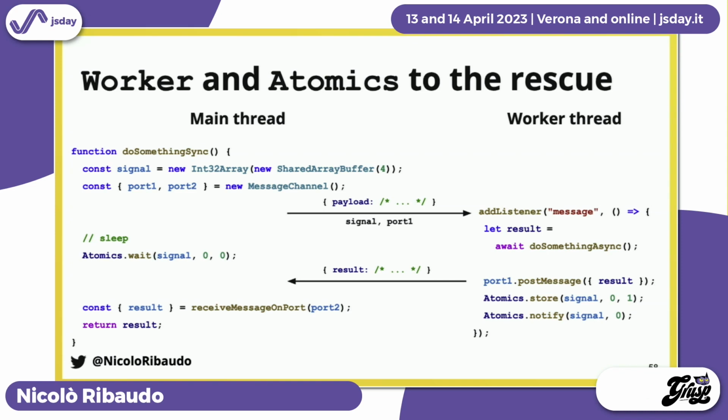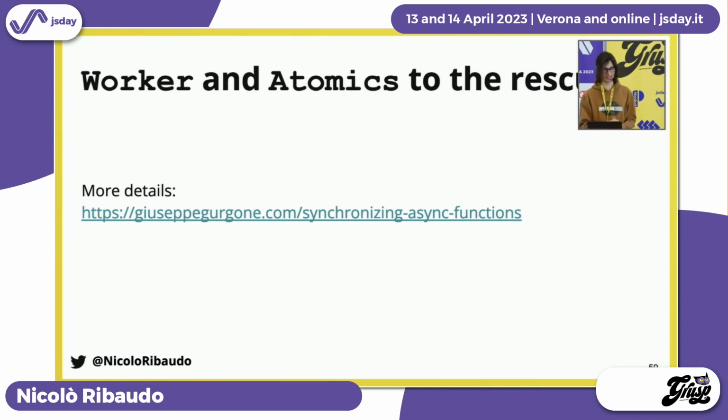So when Atomics.wait in the main thread gets notified, it wakes up and synchronously reads the message that the worker already stored in this message channel, and it can synchronously return the result. I've gone very quickly through this because I had more slides, but I would need more time.